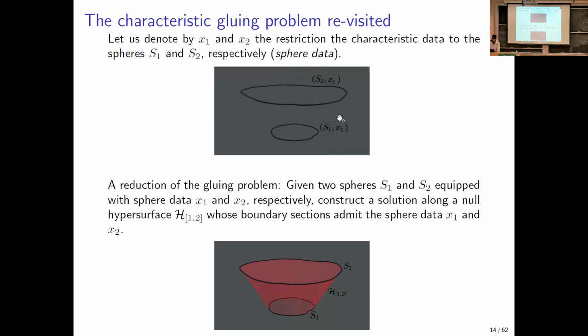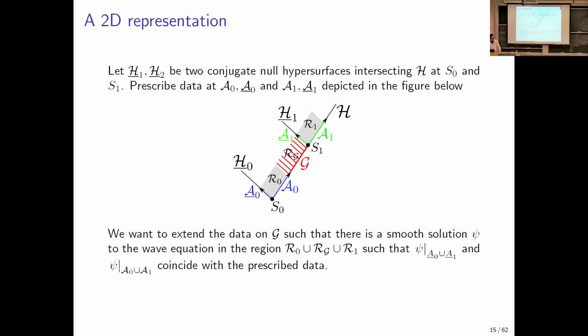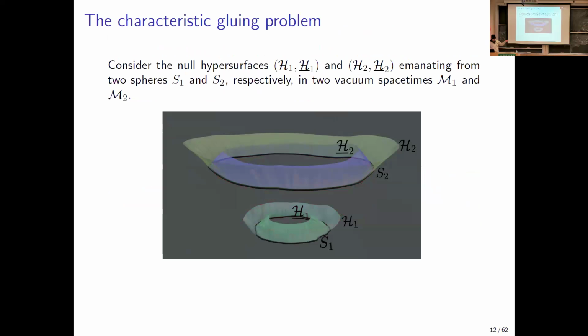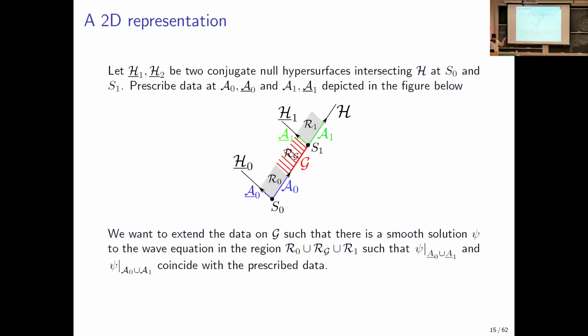Okay, this is actually the characteristic gluing problem we consider for all cases, for the Einstein equations, for the wave equations, for everything. Okay, this reduced problem. Let me start again with the discussion of the characteristic gluing problem, but instead of using these 3D pictures, which although are more intuitive, might be more confusing, let me just repeat what I just said with 2D pictures.